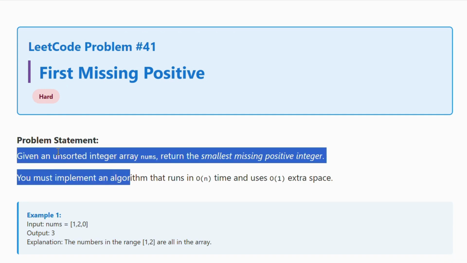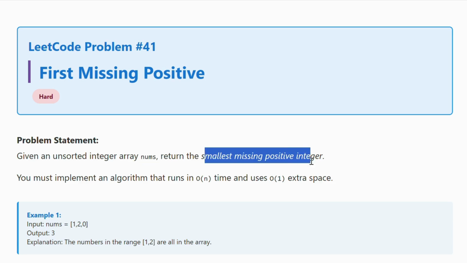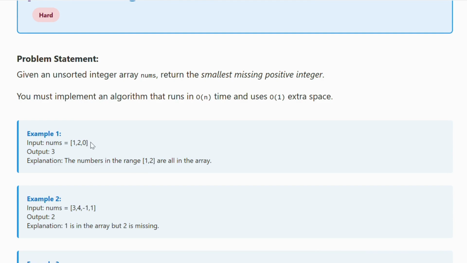We are given an unsorted array. This time the array is not sorted, and we have an array of numbers in which we have to find the smallest missing positive number, that we have already discussed. So let's see with an example. This is our array: 1, 2 and 0. What is the smallest positive number that is missing here? 0 is already there, 1 is already there, 2 is already there. So what is missing? 3, right? So 3 is the missing positive number. This is the first example.